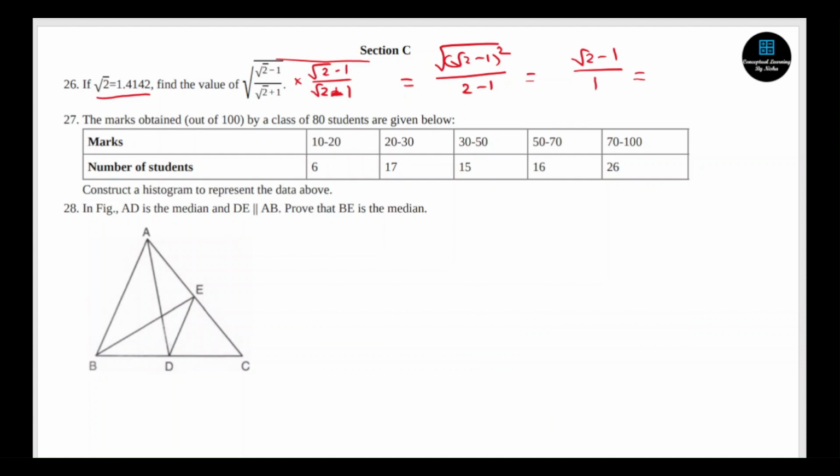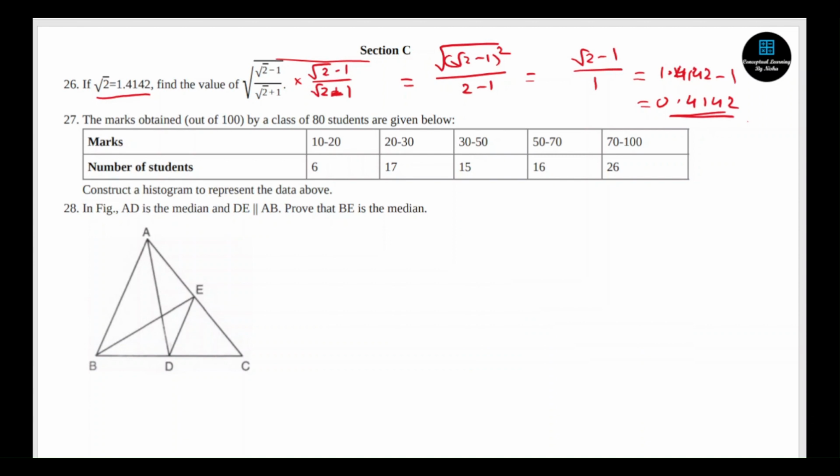If you substitute the value of root 2, 1.4142 minus 1. So you have to show this. So 1.4142 minus 1, so this is 0.4142 is the answer. Very easy question.